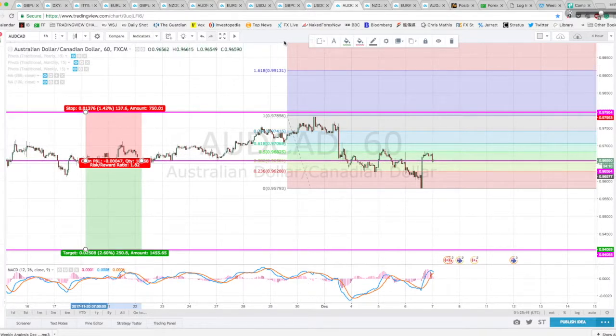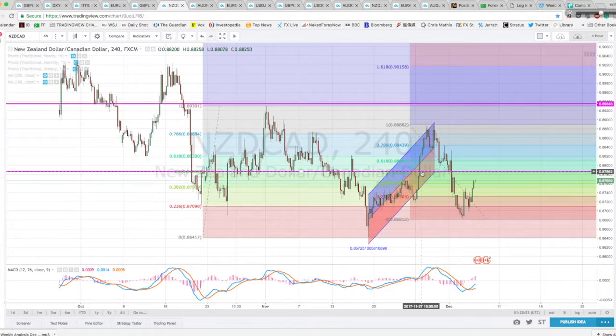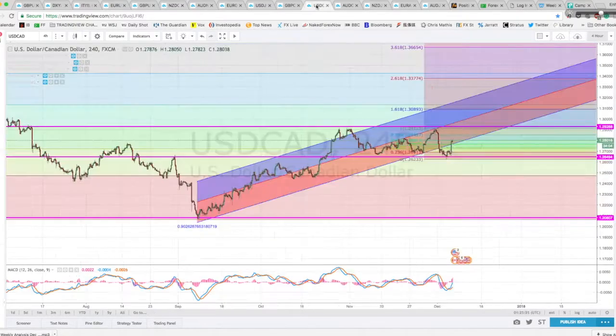All my other trades are still in New Z CAD, as I mentioned. I'm still in this trade. Dollar CAD, I'm also still in this trade. The other one that I'm still in is dollar yen.